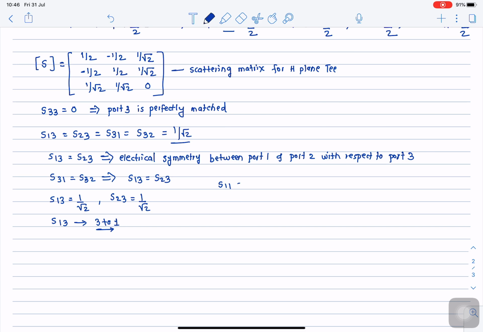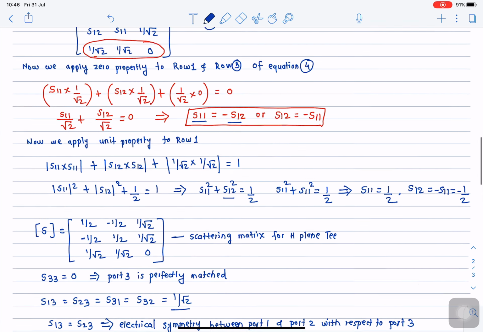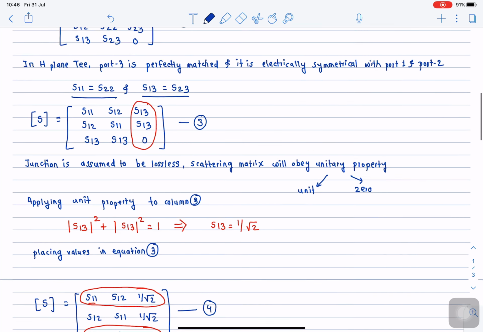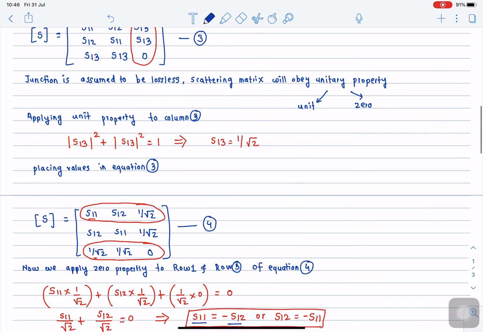And here we have the terms S11, and in the second row S22, they are equal to 1 by 2, and similarly S12 is equal to S21 is equal to minus 1 by 2. So all these operations are indicative of the property, and in equation number 5 we have successfully derived the scattering matrix for the H plane T.